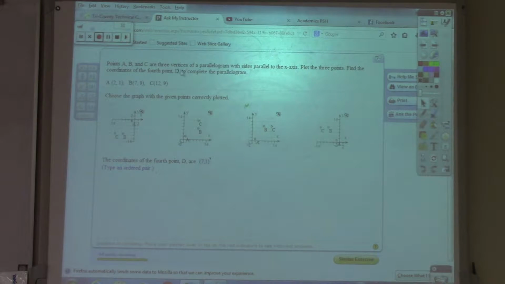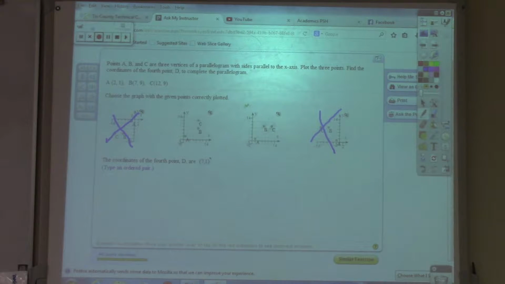Points A, B, and C are 3 vertices of a parallelogram with sides parallel to the x-axis. Plot the 3 points. Find the coordinates of the 4th point. So 2, 1. That's positive, positive, positive, positive. Which one is it not? The first one, or the last one? Why? Because they got negative what? Because these are negative quadrants. So the first quadrant is positive, positive. So all of these are positive, positive, so it's in the first quadrant. So hopefully none of y'all even thought about A or B.